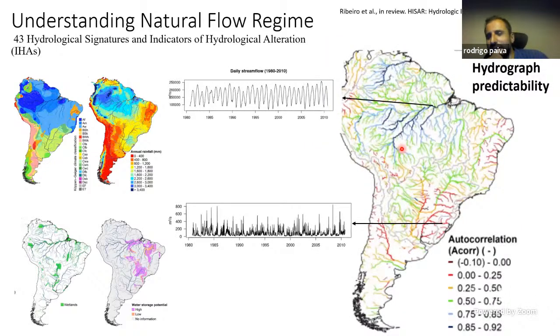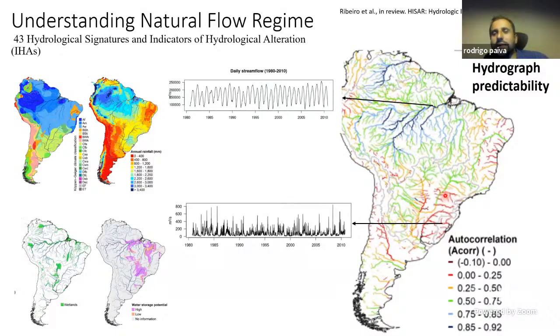Another interesting indicator is the predictability of the hydrograph in different parts of South America. In some rivers, we have a hydrograph that repeats in a very similar way every year. This is the case of the Amazon here. But in other regions, we have an unpredictable hydrograph. We could have droughts any time of the year. We could have floods anytime. And it's difficult to know exactly how long the flood or droughts will last. And this is the case of southern parts of Brazil.